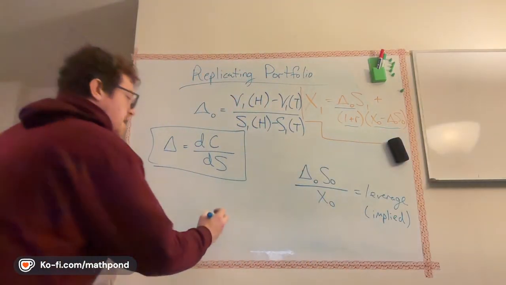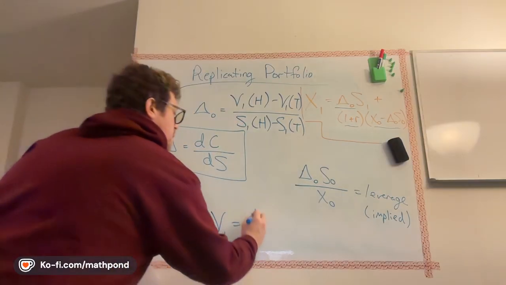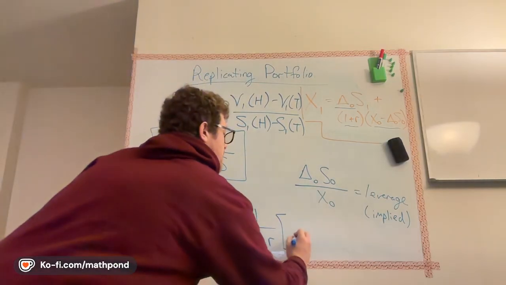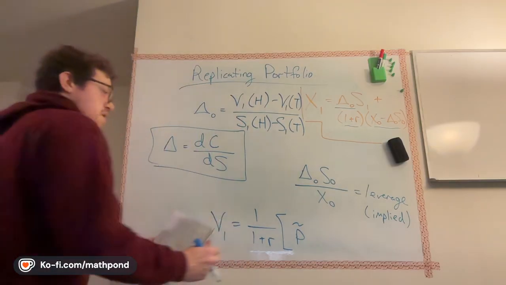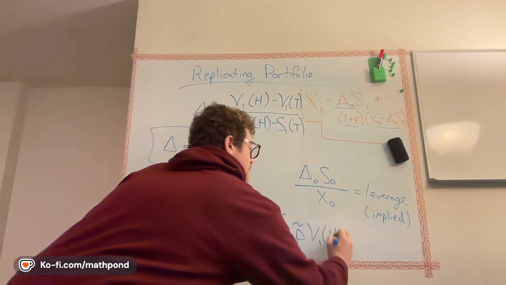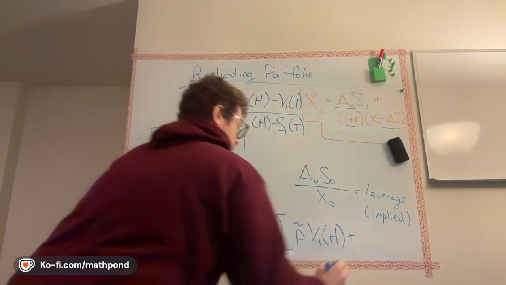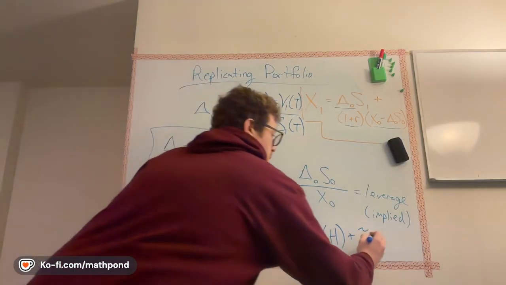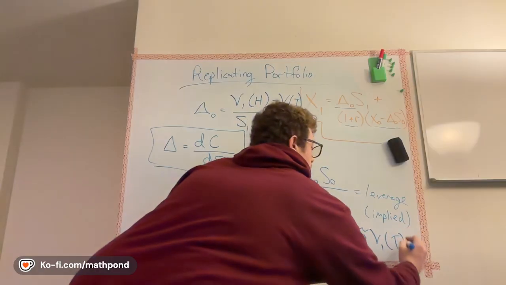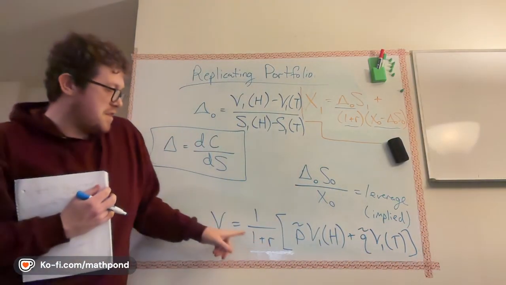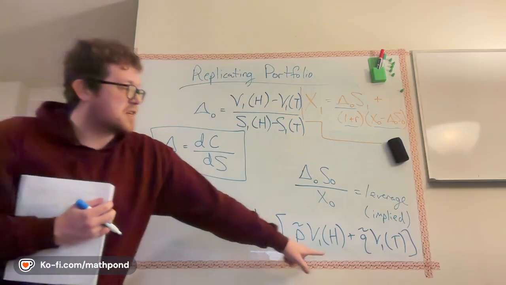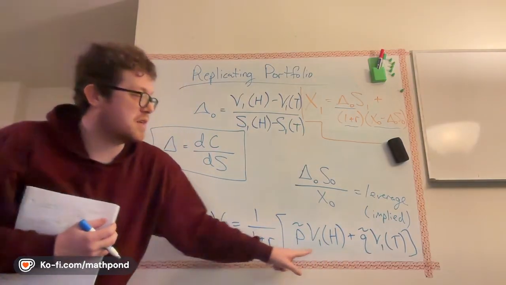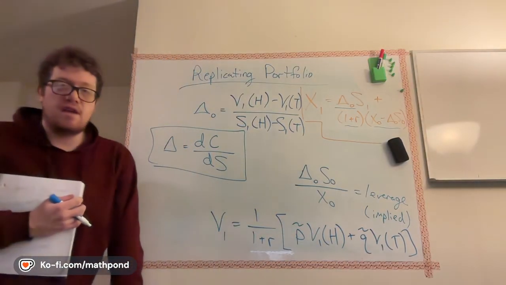But basically, V1 is going to be 1 over 1 plus R times the quantity P tilde V1 of H, plus Q tilde times V1 of T. And so you can see how this is like 1 over 1 plus R times the expected value of V1, but in this new measure where we're using P tilde and Q tilde instead of the actual measure.